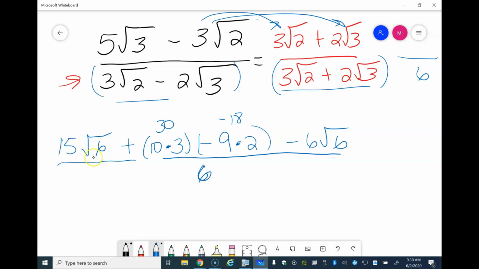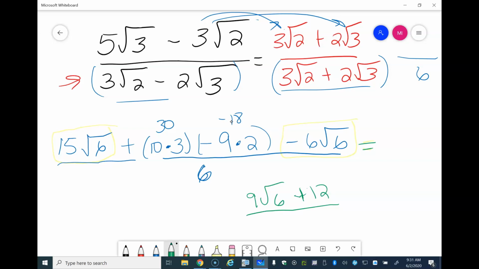Okay, so now it's time to collect like terms. Notice here, we have the same square root of 6 and the same square root of 6 here. And this is where we can combine like terms because both of the square roots are exactly the same. So we combine those together. That's going to give us 9, the square root of 6. Keep the same square root when we subtract it. We're just doing 15 minus 6. 30 minus 18, that just gives us positive 12.